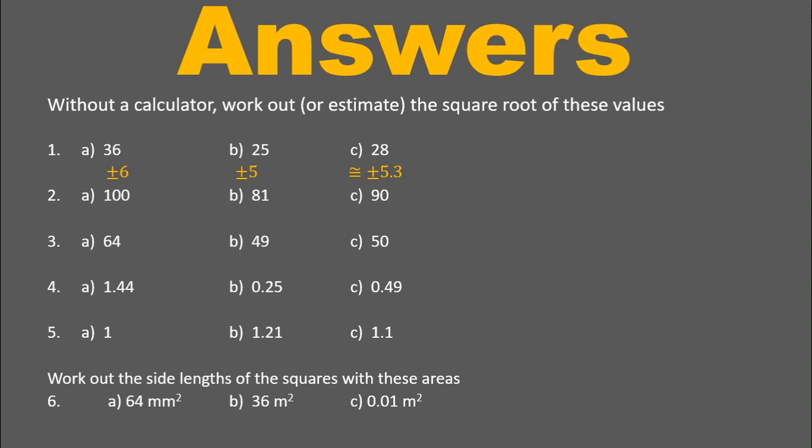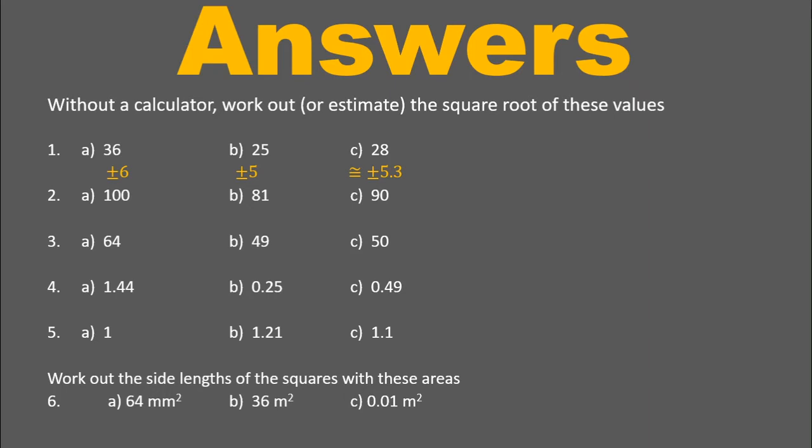And C, 28 is definitely closer to 25 than it is to 36. So the square root of 28 is approximately positive or negative 5.3. Notice this symbol here. This means that I had to estimate, and this is a rounded answer, so it's not perfectly accurate. An estimate is perfectly fine. If you had guessed 5.2 or 5.4, that's a pretty good guess. But if you check on the calculator, you'll see 5.3 is more accurate.